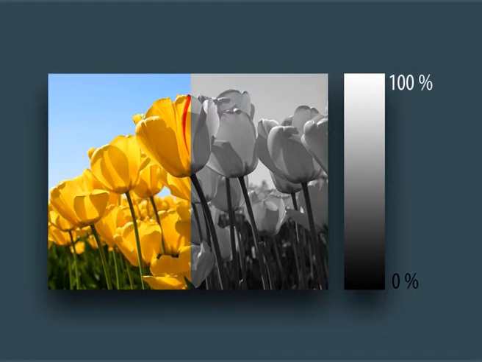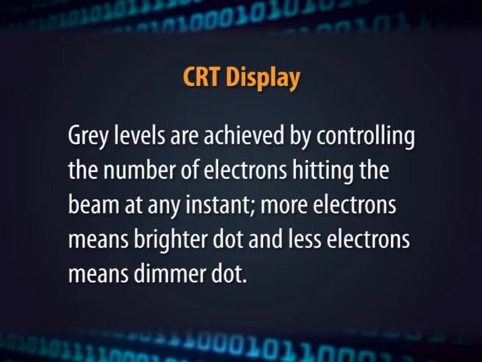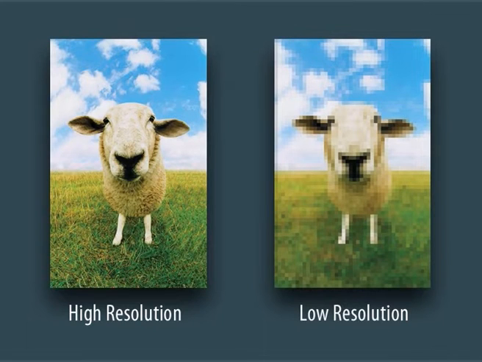An image can be made more realistic if white is further divided into a series of gray levels 0% to 100%. Gray levels are achieved by controlling the number of electrons hitting the beam at any instant. More electrons means brighter dot and less electrons means dimmer dot. A display will show a picture very correctly if there are very large number of dots on screen. Higher the number of dots, finer will be its granularity and image will look closer to reality.